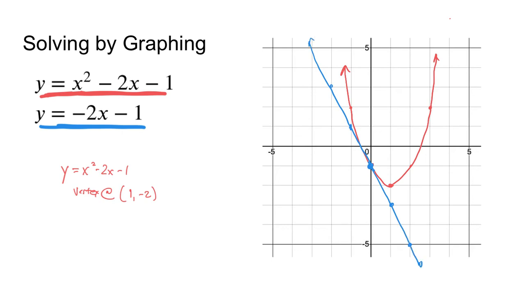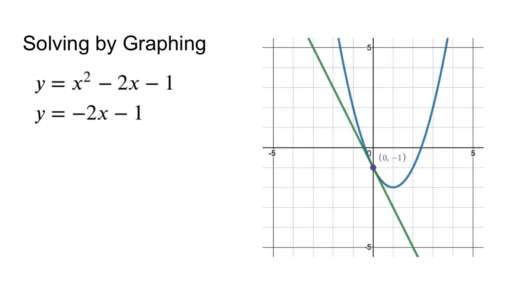So what we're looking for is the point of intersection. Where does the parabola and the line cross? And it's right there. I used Desmos to graph this, so this graph is much neater because Desmos and technology did it for me, but you can very clearly see the point of intersection is in fact at 0, -1.